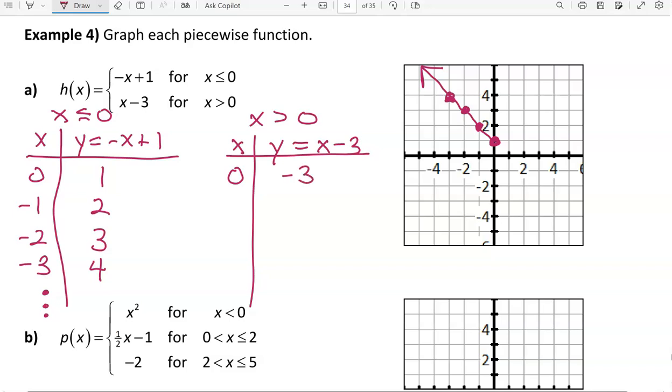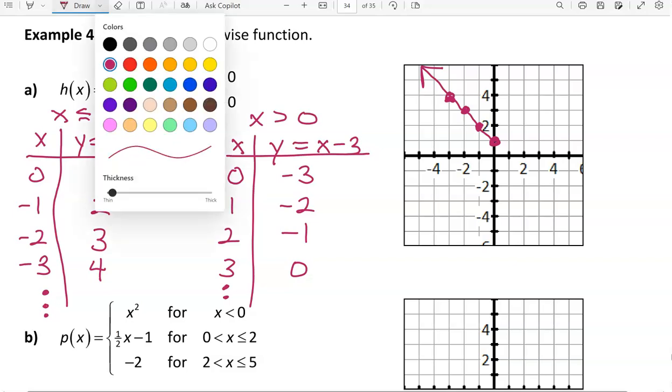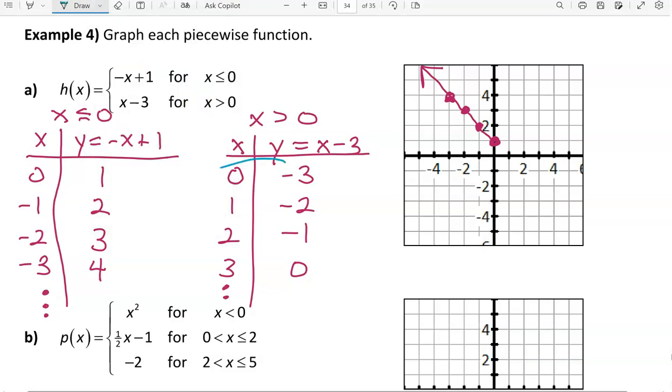0 minus 3 is negative 3. Now 1 minus 3 is negative 2. 2 minus 3 is negative 1. And 3 minus 3 is 0. And we could keep going, but we won't continue that table. We'll just indicate that the graph continues from there.